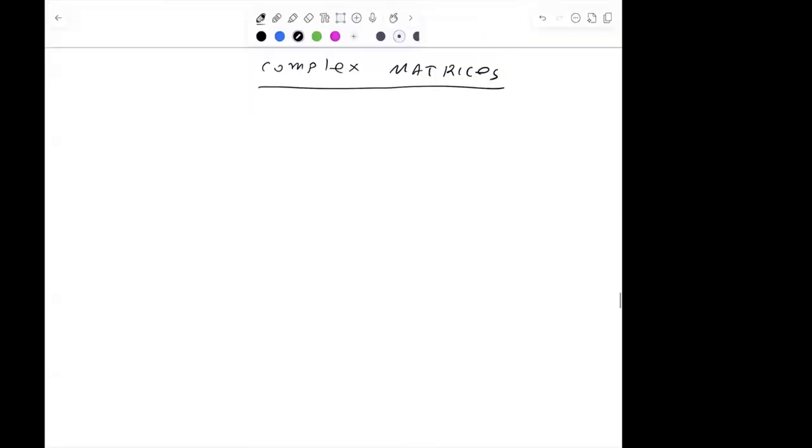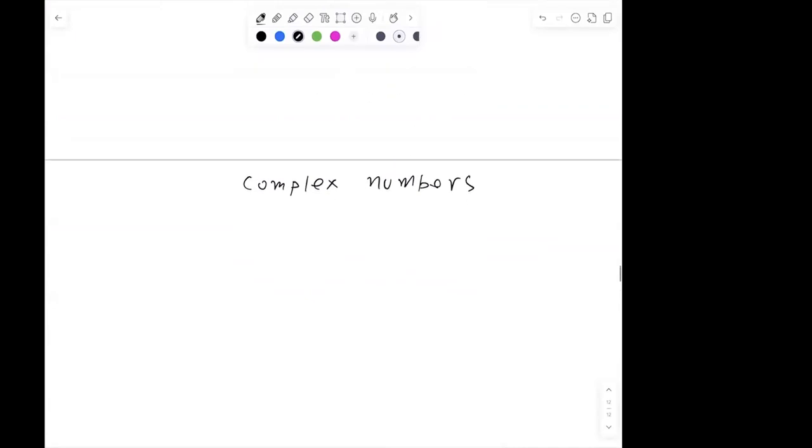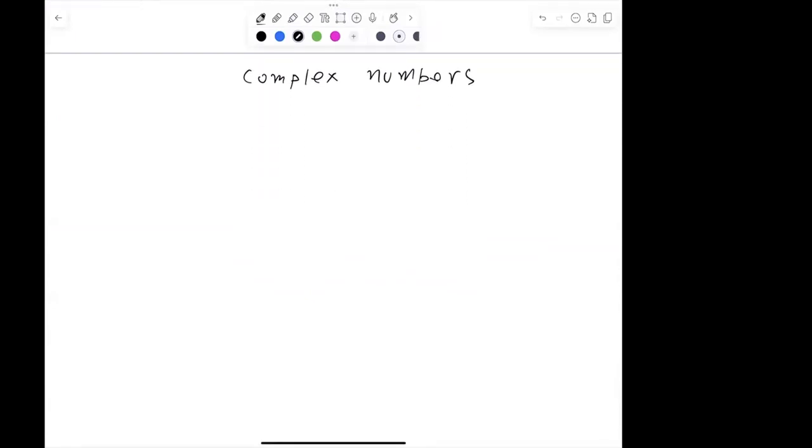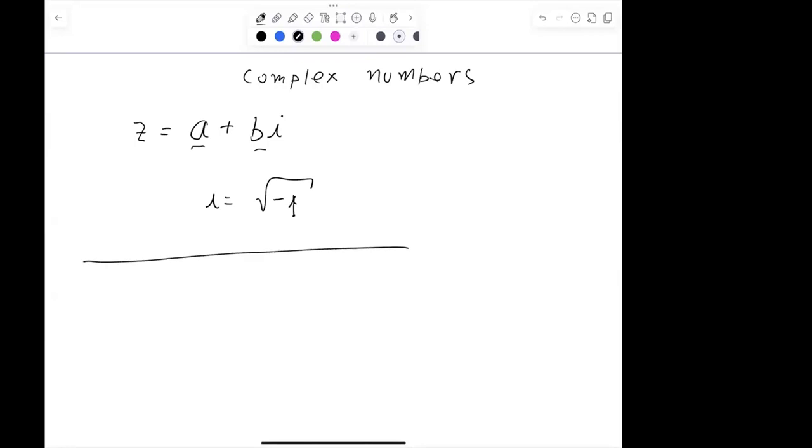Okay, so I'll do the minimal stuff required to discuss complex numbers. Basically, a complex number is something that looks like this, where A and B are real numbers, and i is simply the square root of -1. That's all. We're not going to go deeper into complex numbers.